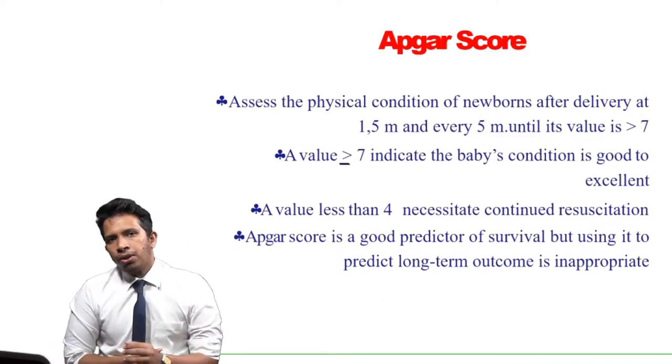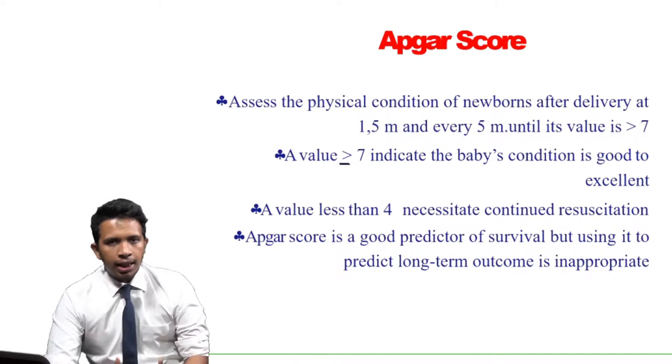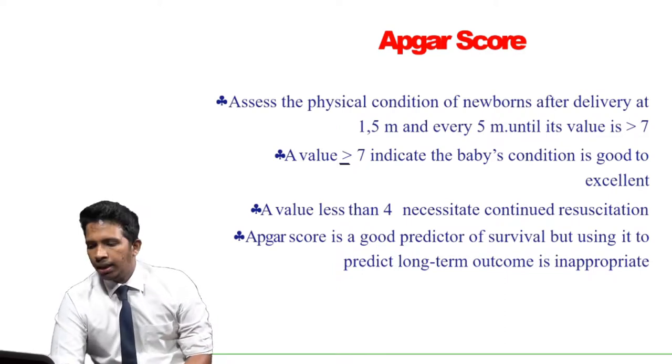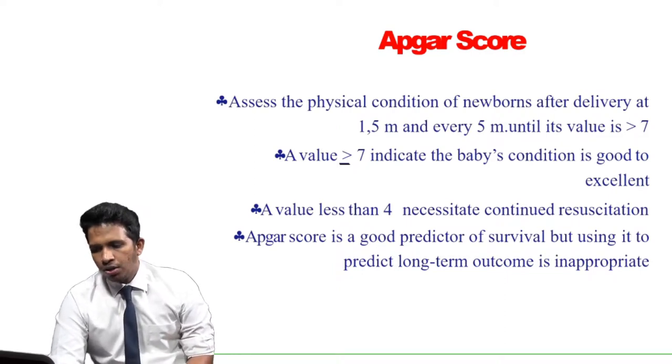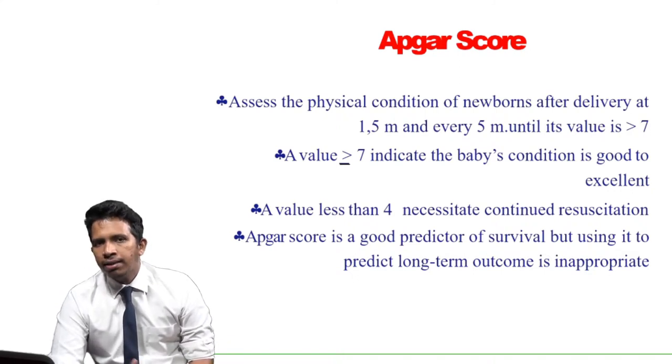So how do we use this score now? We have scored the child. How do we use this score to determine the condition of the child? So if a score of more than 7, it indicates that the baby's condition is good. If the child has a score of less than 4, it means that the child needs resuscitation.